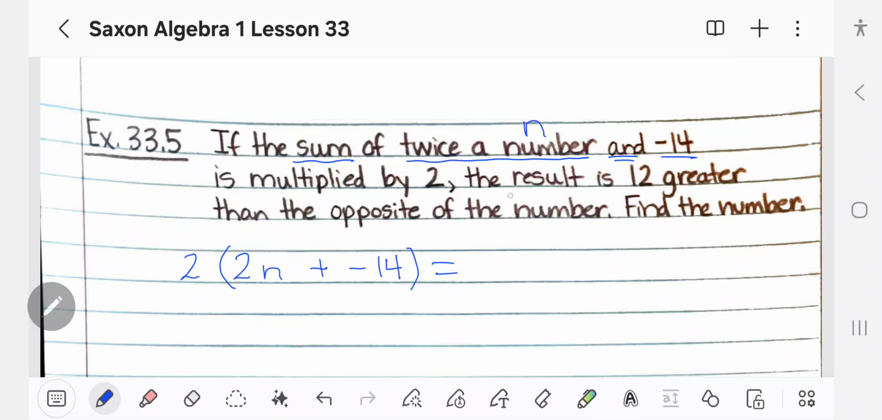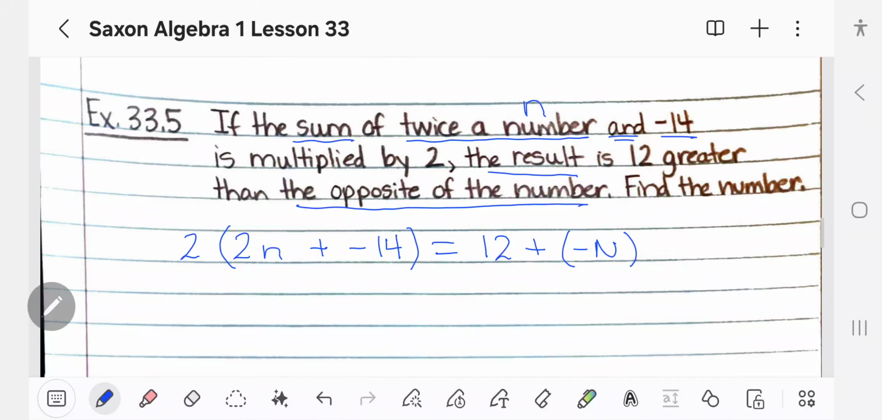The result is 12 greater than the opposite of the number. Now we're going to simplify. We have parentheses on the left side, so let's go ahead and distribute because we can't do what's inside of these parentheses. So I'm going to have 4n when I multiply here, and then I have plus a negative 28, or that would be a minus 28, equals, and I can simplify this a little bit, 12 minus n, because it's plus the opposite of n.